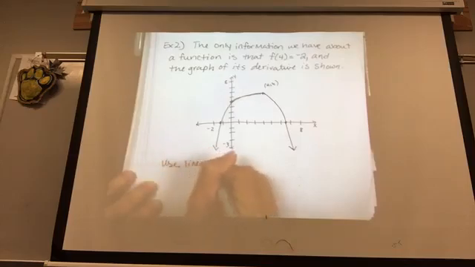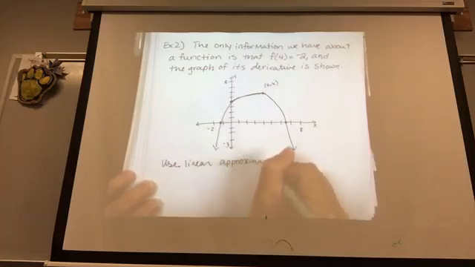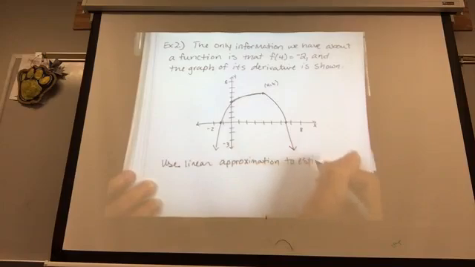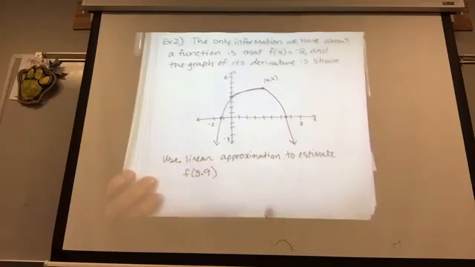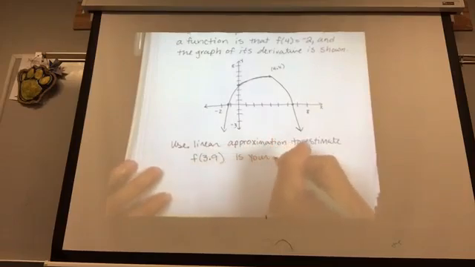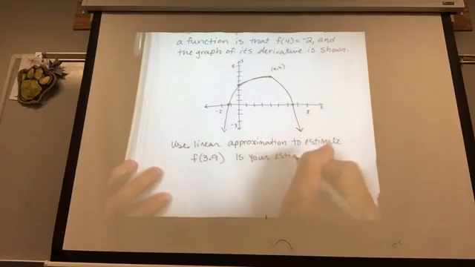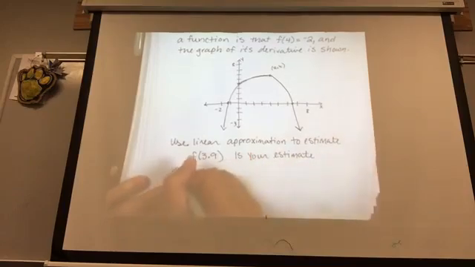Use a linear approximation to estimate f of 3.9. And then is your estimate high or low?